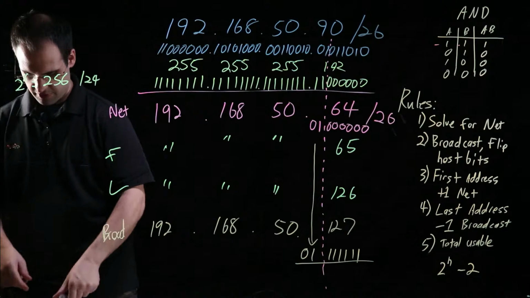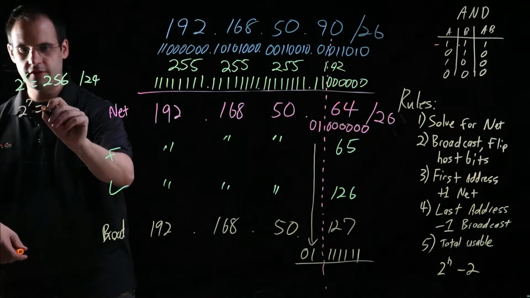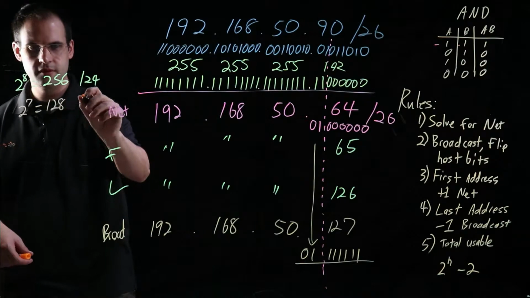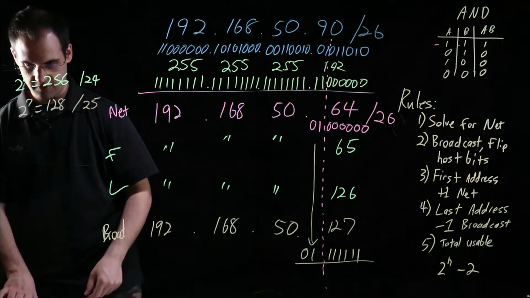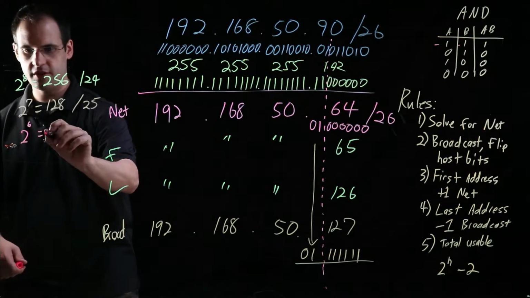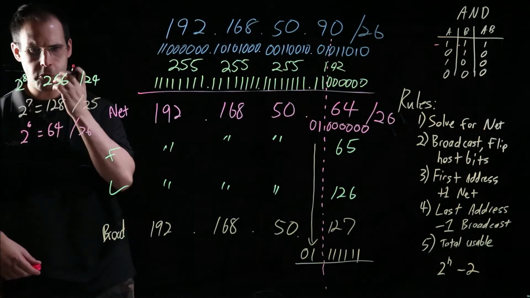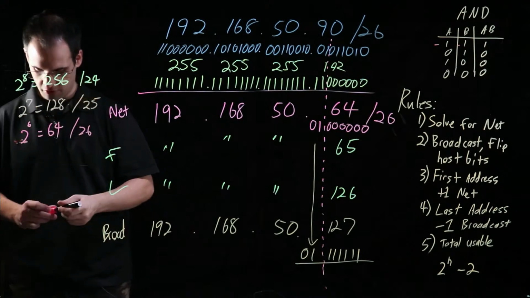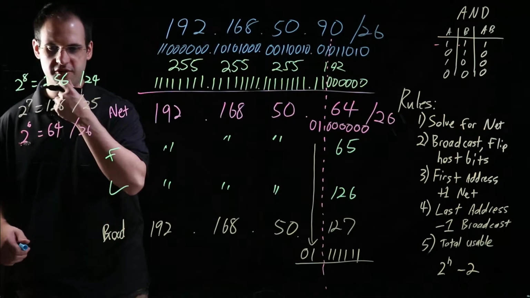Let me grab some different colors here. 2 to the 7th is 128/25. 2 to the 6th equals 64/26. All right, this is the pattern we're starting to see.